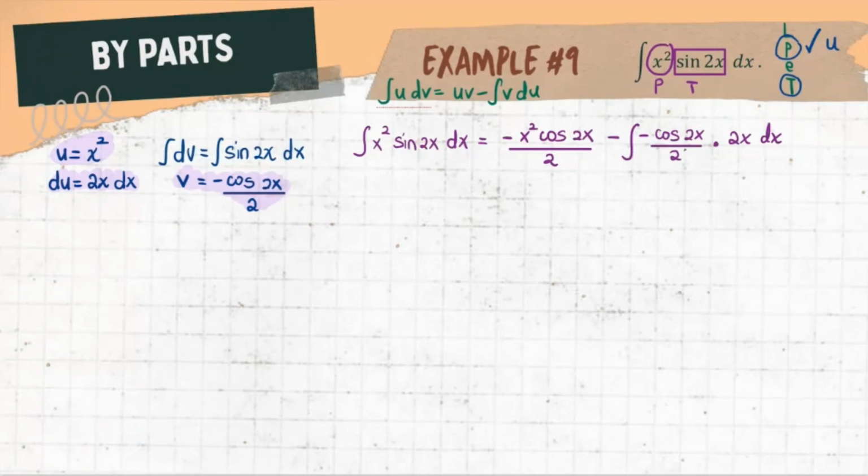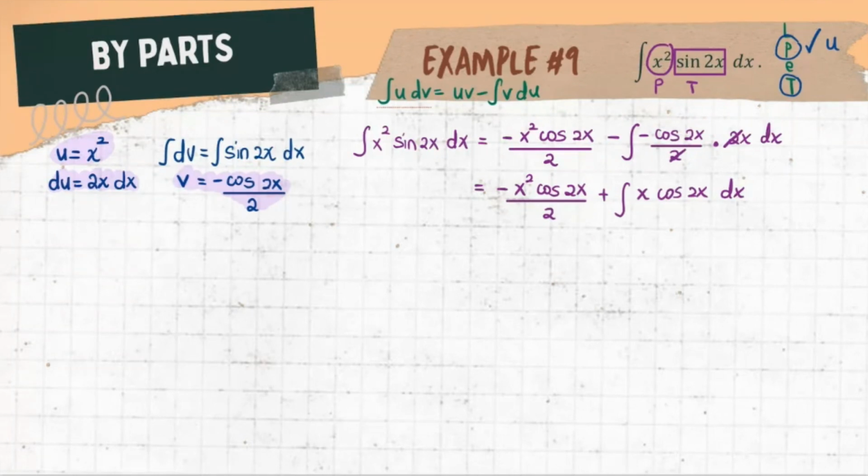Ini belum habis lagi. Saya boleh potong dia dulu. Kemudian saya simplify dia sekejap. It will be negative x square cos of 2x over 2. Okay, negative times by negative will be positive. So plus integrate x cos of 2x dx.